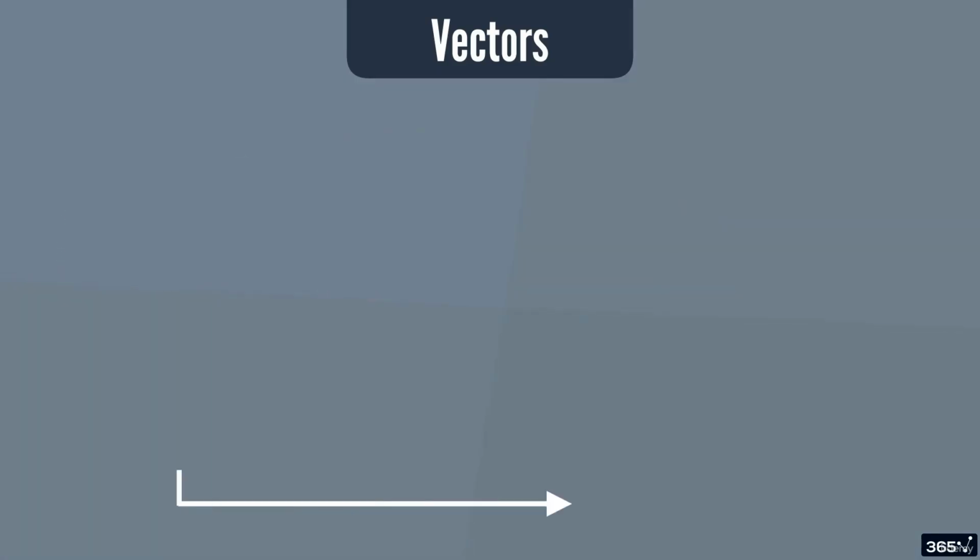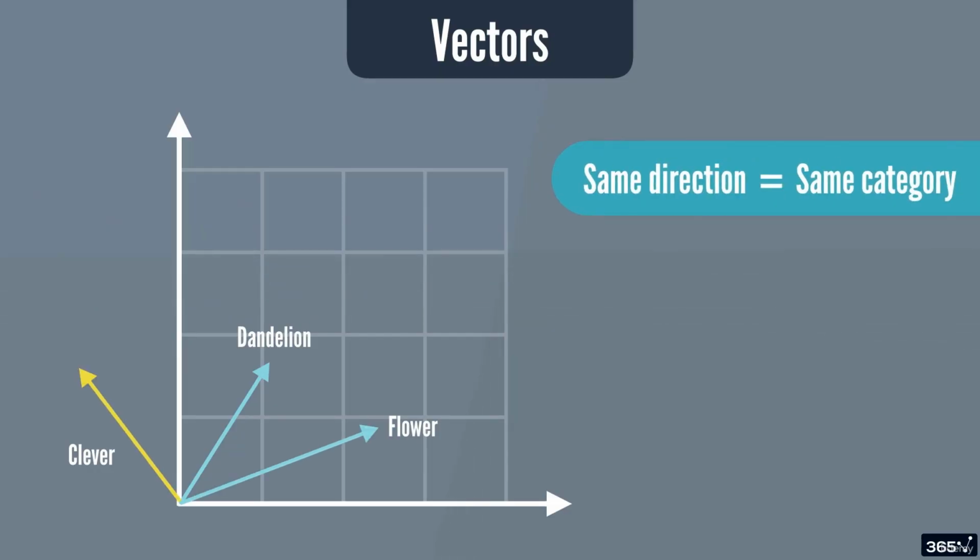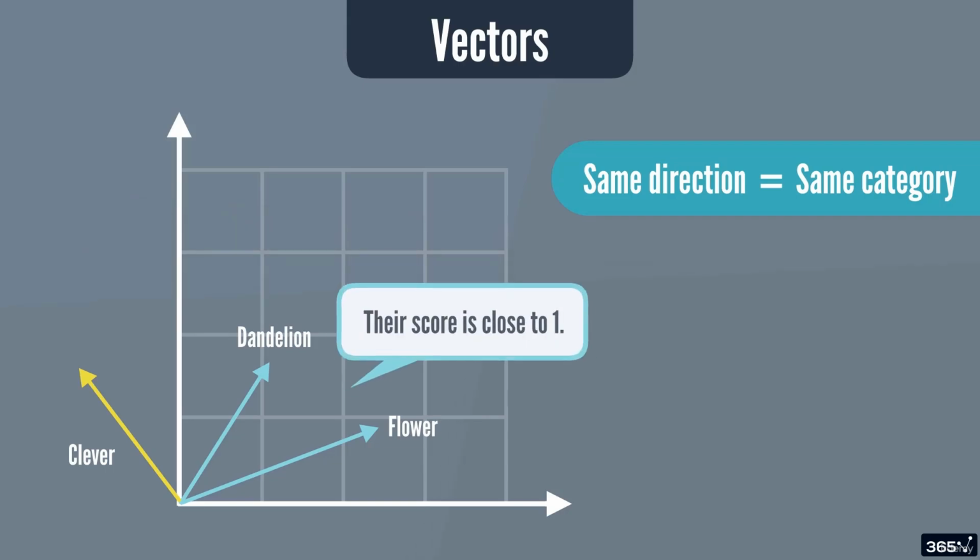So in this example, we have only 2 dimensions, and we have the following words: clever, dandelion, and flower. We'll see that the direction of the dandelion and flower tends to be the same because they belong to the same category, flower or floral. That's why their score would be close to 1.